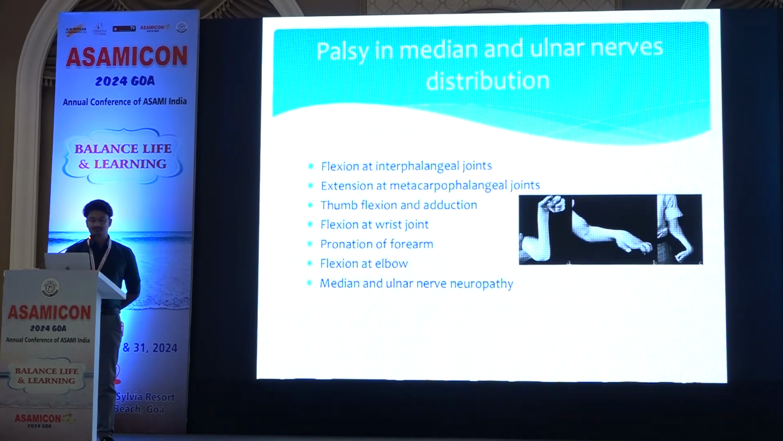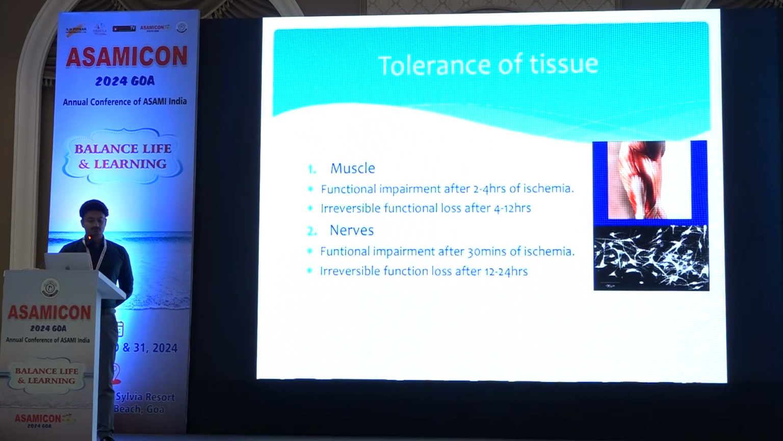There are deformities in areas of median and ulnar nerve distribution: flexion at the interphalangeal joint, extension at the metacarpophalangeal joint, thumb flexion and adduction, flexion at the wrist, pronation of the forearm, flexion at the elbow, and neuropathy in median and ulnar nerve distribution. These are the tolerance of the tissue. In muscle, there is functional impairment after 2 to 4 hours of ischemia, then irreversible functional loss after 4 to 12 hours. In nerves, there is impairment at 30 minutes and irreversible functional loss after 12 to 24 hours.